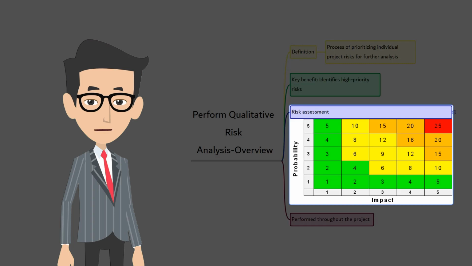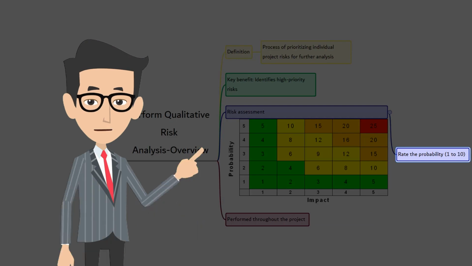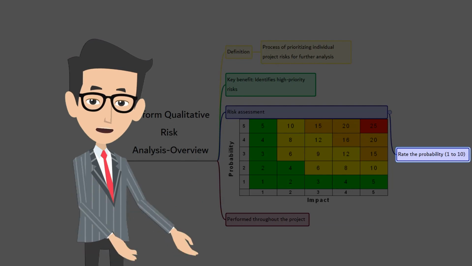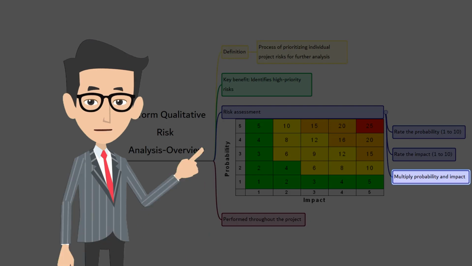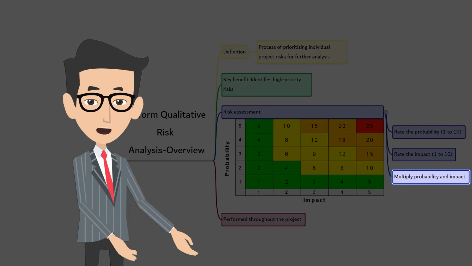Let's quickly understand risk assessment. The project team and the stakeholders make this assessment based on their perception and experience in the past. The probability of each risk occurring is rated using a standard scale, a common scale such as 1 to 10, where 1 is low and 10 is high. The impact, that is the amount of positive or negative consequence of each risk, is also rated using a common scale such as 1 to 10, where 1 is low and 10 is high. Multiply the probability and impact to arrive at the impact of that individual risk.